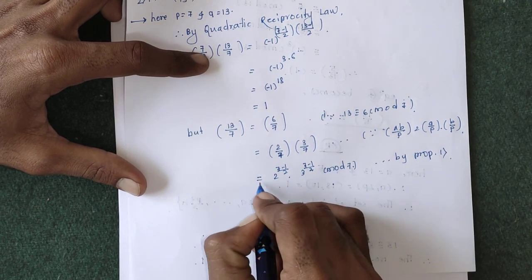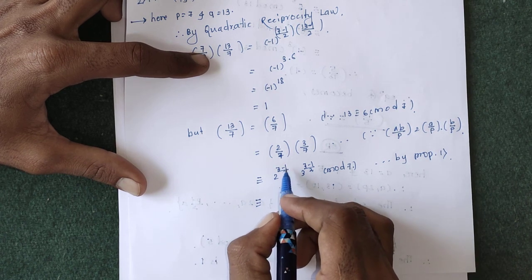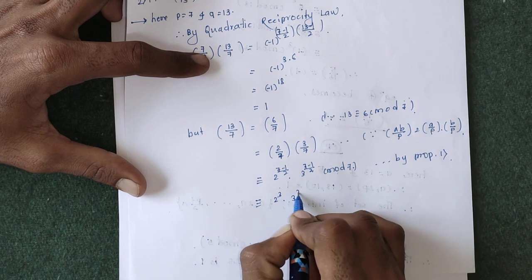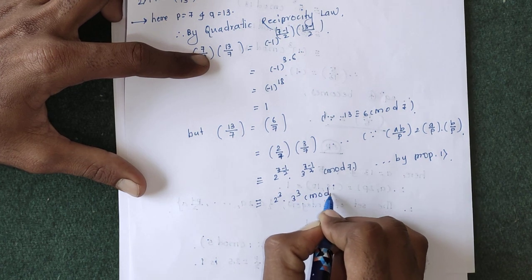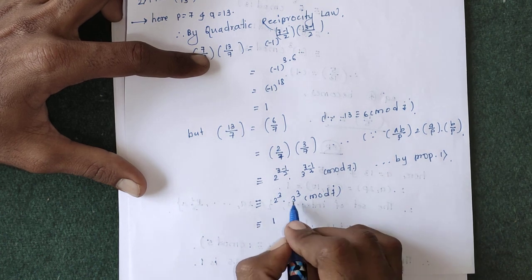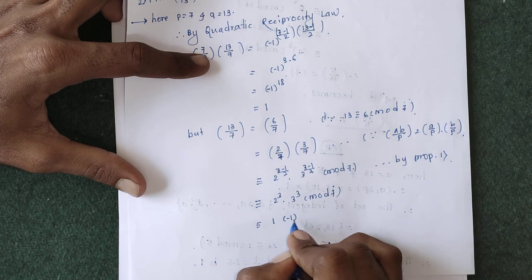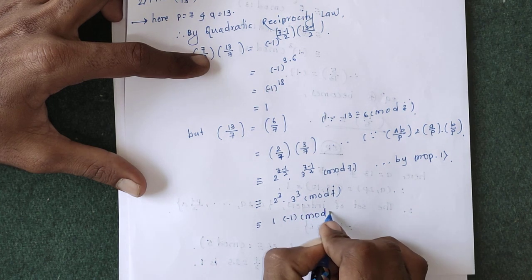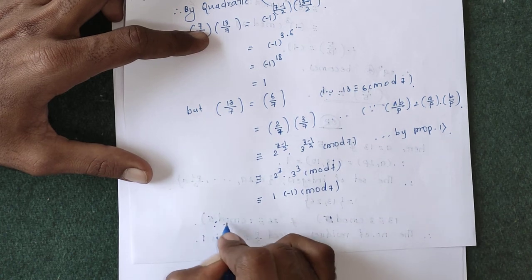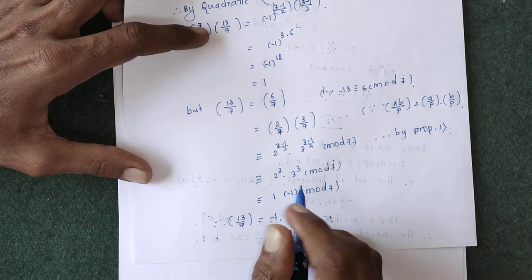So this is congruent to 2 raised to 7 minus 1 by 2, that is 2 cube into 3 cube under modulo 7. 2 cube is 8, which is congruent to 1 under modulo 7. 3 cube is 27, and 27 is congruent to minus 1 under modulo 7. So minus 1 into 1 is minus 1, therefore the Legendre symbol of 13 and 7 is equal to minus 1.